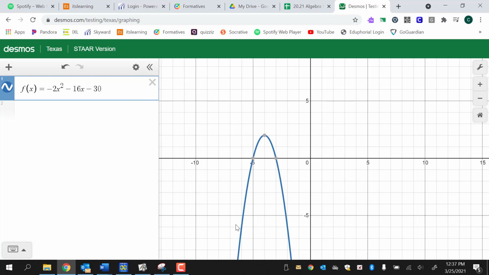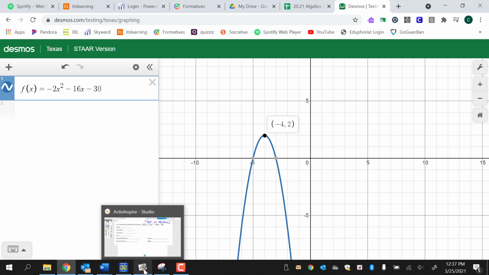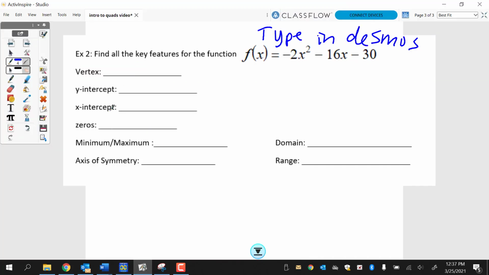So the first question was, what is the vertex? We know the vertex is the turning point up there. And on Desmos, if you click on it, it will tell you what the point is up there. In this one, it's -4, 2. I just need to know that that's what I'm supposed to be putting for vertex. So vertex, it just told us was -4, 2.